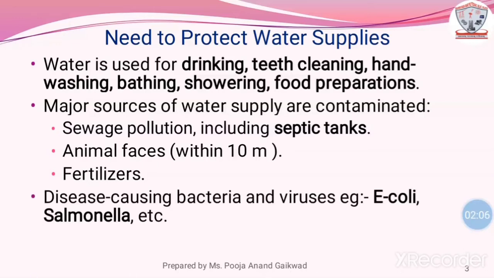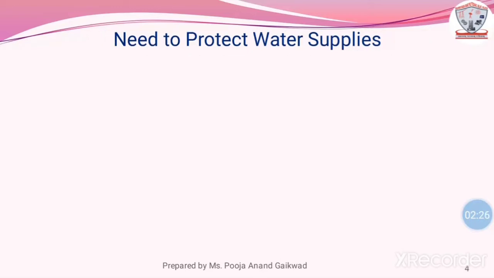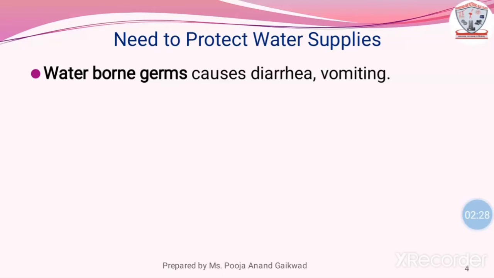Disease-causing bacteria and viruses may enter a water supply at the source, for example, through animal or human feces. Some of the most commonly found bacteria are E. coli and Salmonella, etc. Waterborne germs can cause serious illness like diarrhea and vomiting, which can be particularly dangerous for infants, old people, or people with a damaged immune system.